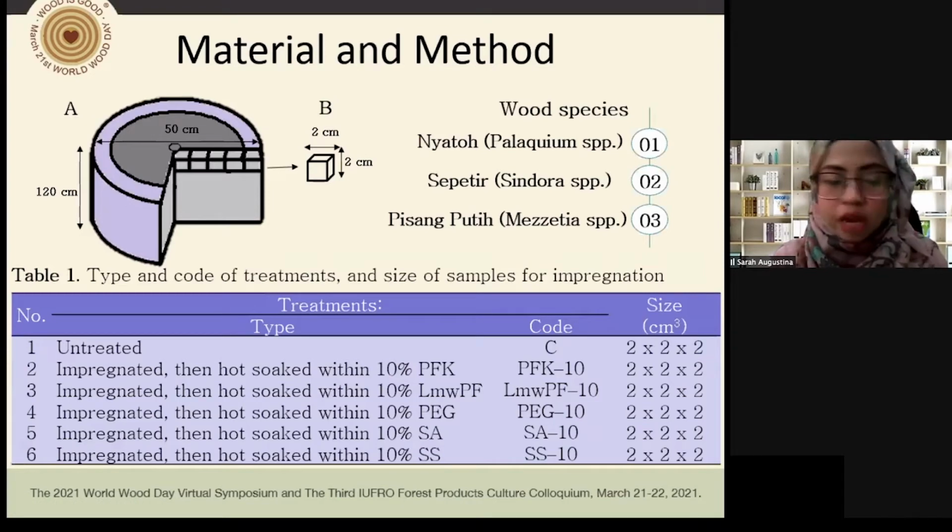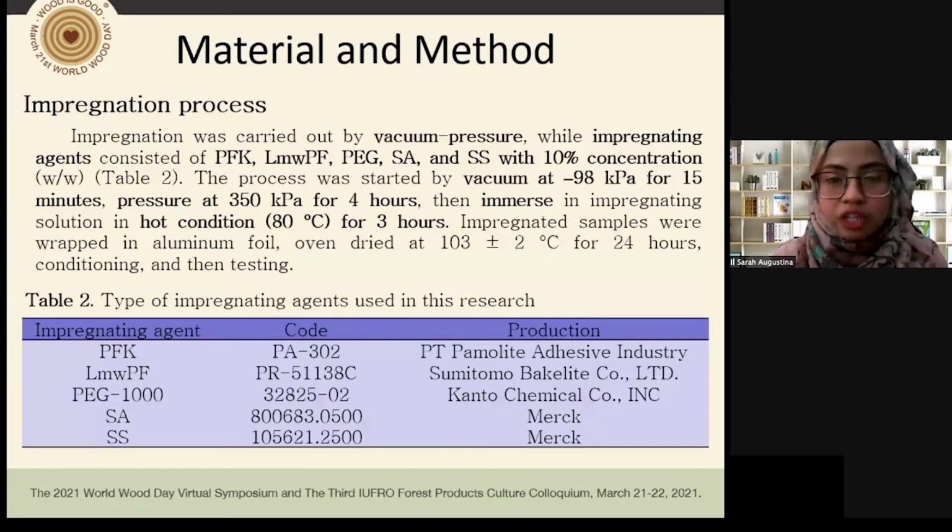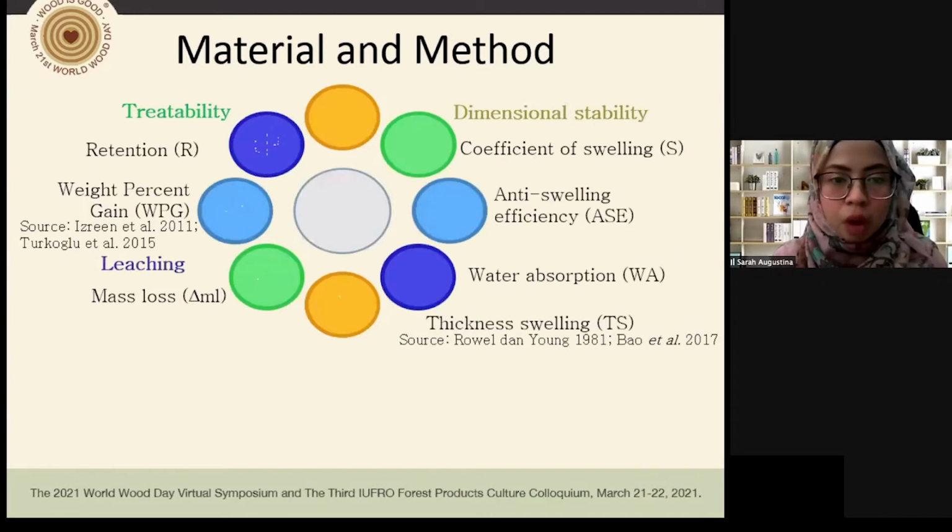Impregnation was carried out by vacuum pressure using conventional phenol formaldehyde, low molecular weight phenol formaldehyde, polyethylene glycol, succinic anhydride, and sodium silicate with 10% concentration. The process was started by vacuum for 15 minutes, followed by pressure for 4 hours, then immersed in hot impregnating solution for 3 hours. All samples were observed related to their traceability, including leaching rate and dimensional stability.